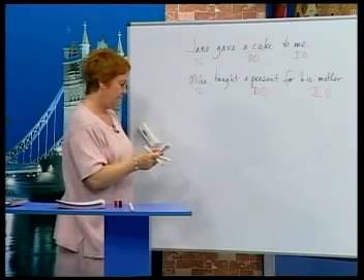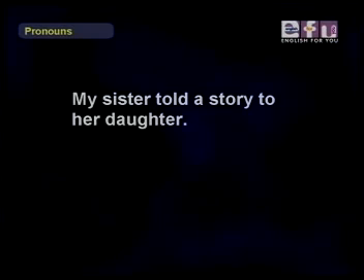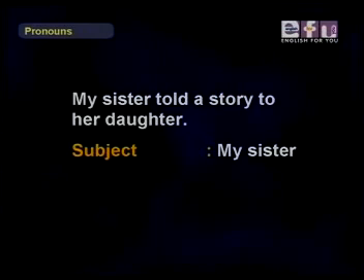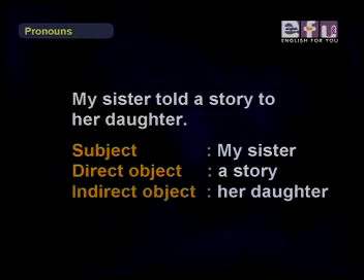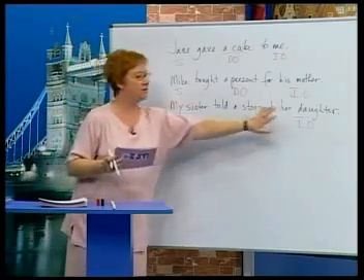Okay, and here comes another one. My sister told a story to her daughter. Okay, Ali, the sentence is for you. My sister is the subject. Story is the direct object. Her daughter is the indirect object. Yes, good. Okay, so my sister told a story to her daughter.